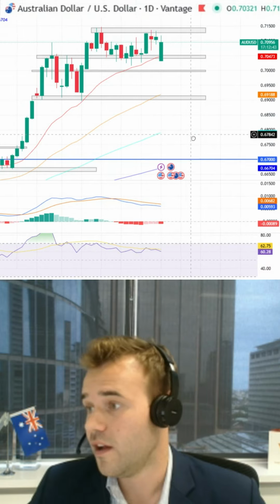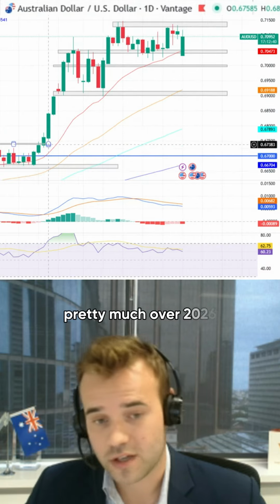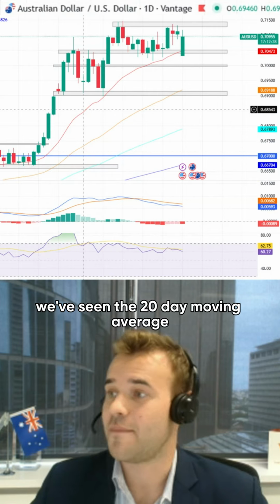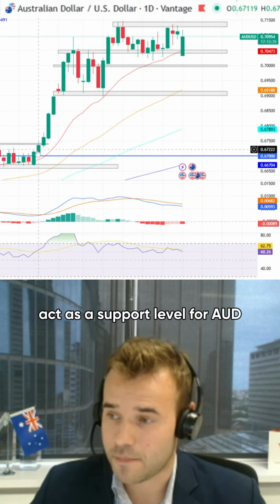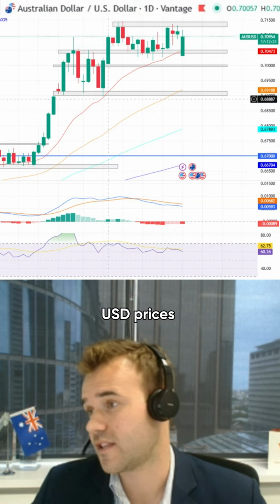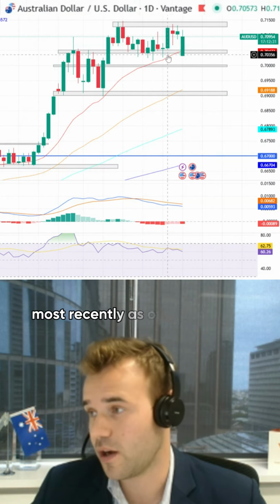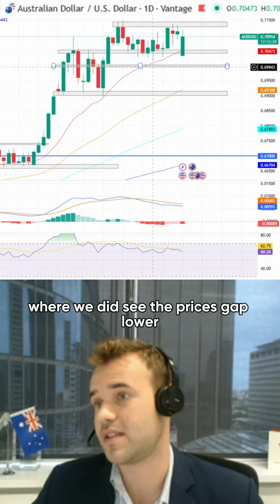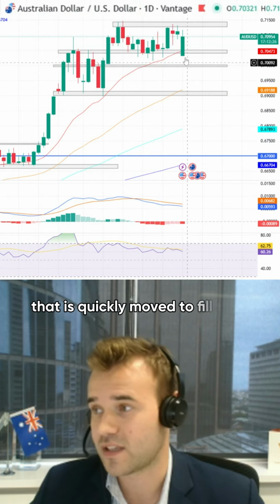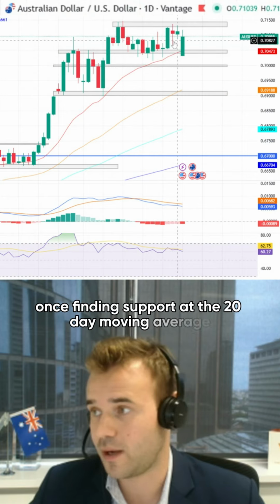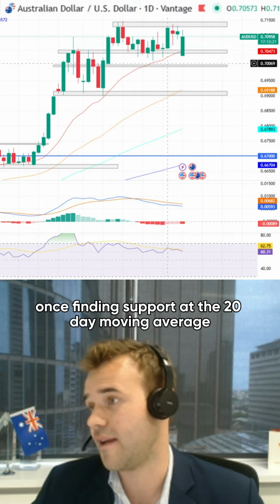Over pretty much all of 2026, we've seen the 20-day moving average act as a support level for AUD/USD prices. That's carried into 2026, most recently as of this morning, where we saw prices gap lower and then quickly move to fill that gap once finding support at the 20-day moving average.